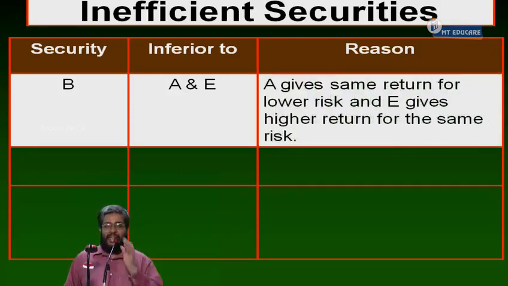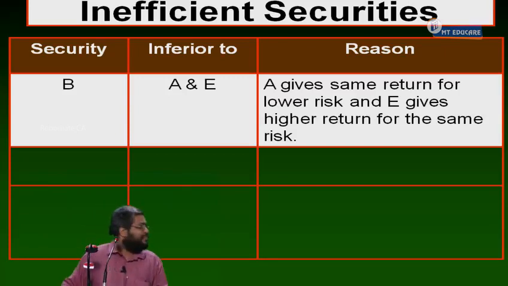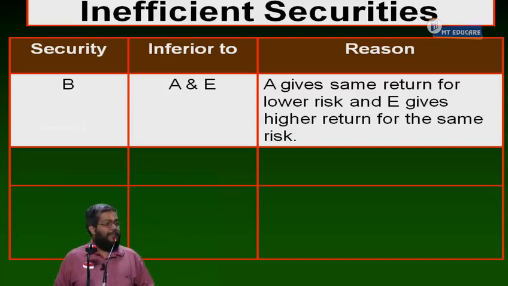Write down. A gives same return for lower risk. You have to state the reason in the examination, because it's only an observation problem now, and I have to say the reason. A gives same return for lower risk, and E gives higher return for same risk. Respond, yes or no? Okay.